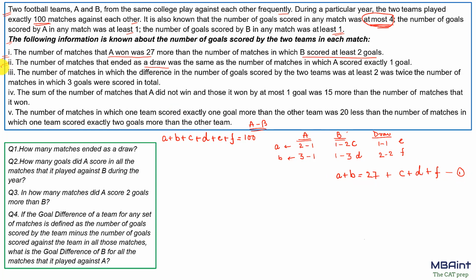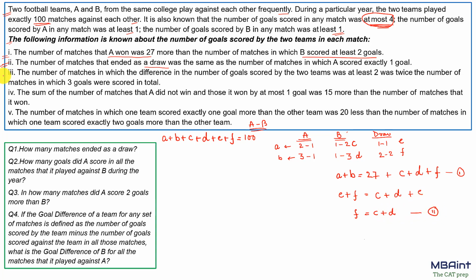Now let's see the second point. The number of matches that ended as draw was the same as the number of matches in which A scored exactly 1 goal. So how many matches ended in draw? E plus F equals the number of matches in which A made exactly 1 goal, which is nothing but C plus D plus E. Okay, C plus D plus E. Now we can simplify this equation: F equals C plus D, right? So this is my second equation.